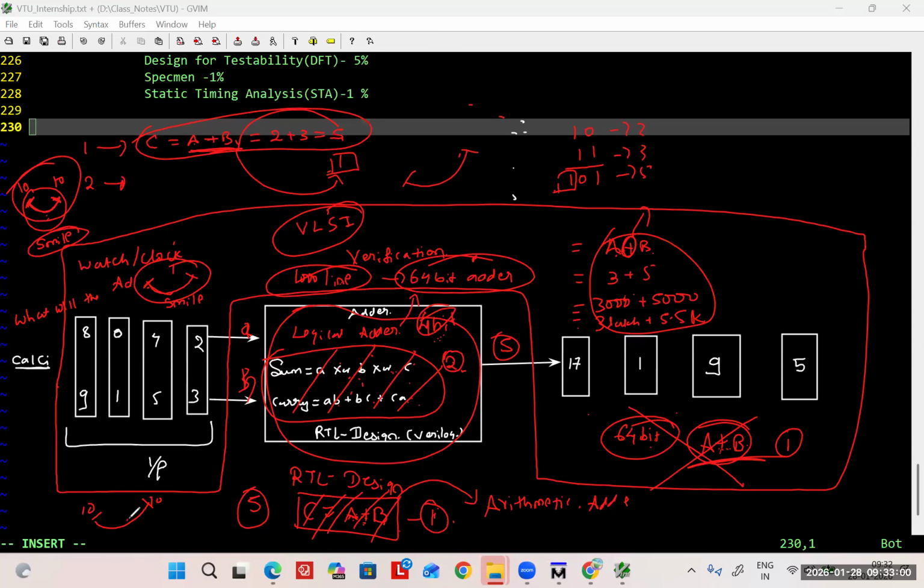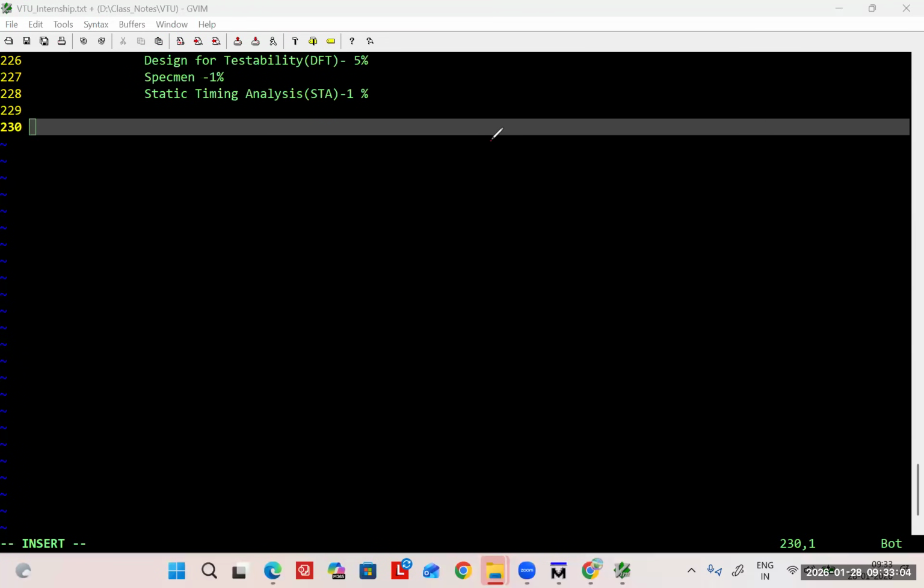Okay, chalo. Now, I have one question for you. You got clarity on what is a design and what is a verification, but some people have said RTL design. What does RTL design mean? If you ask, sum equal to A XOR B XOR C, or AB plus BC plus CA. Okay, this is one equation, and the second will come as Y equal to A plus B. This is if you are talking about an adder.